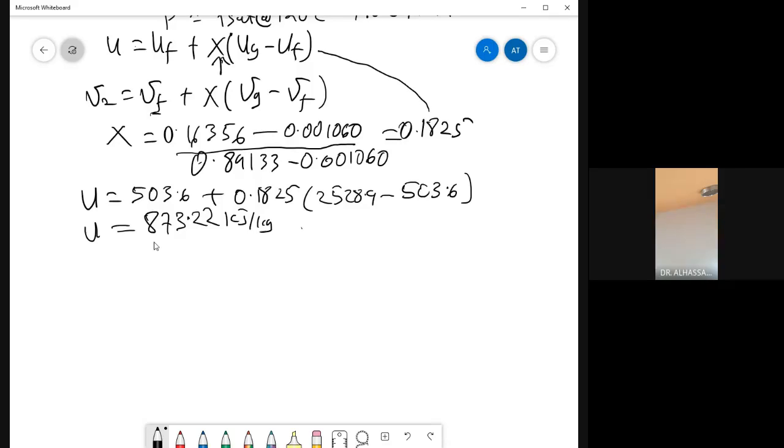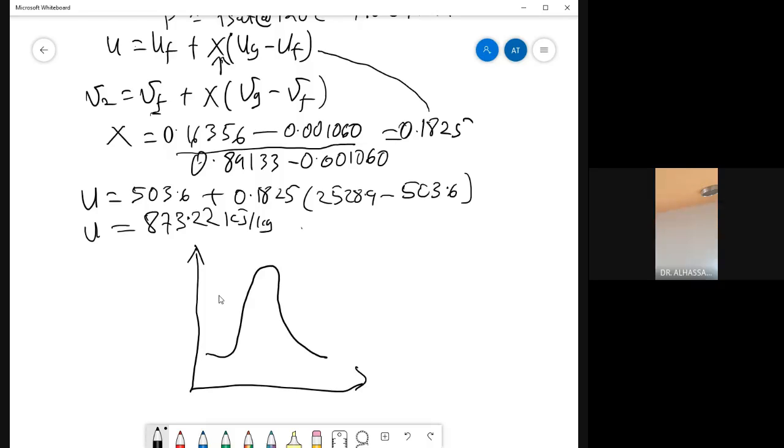All right. So now the final question says we should sketch the T-v diagram with respect to saturation lines. Okay, so very simple T-v diagram with respect to saturation lines. Here it is. So this is the temperature, this is the specific volume. Our initial state was in the superheated state, right? So let's say this is superheated, and then the final state is in the saturated liquid vapor mixture.